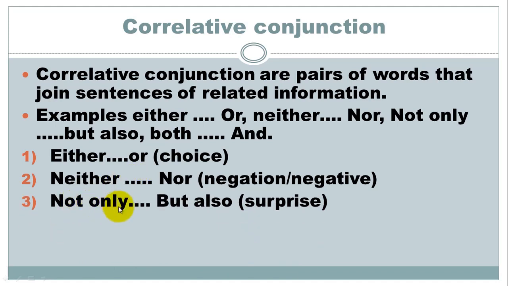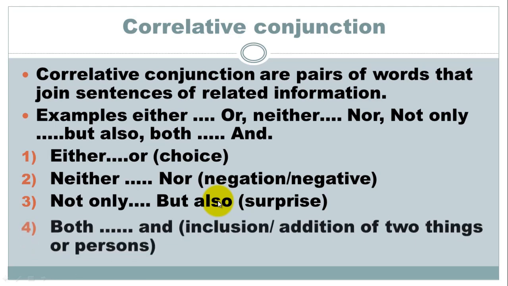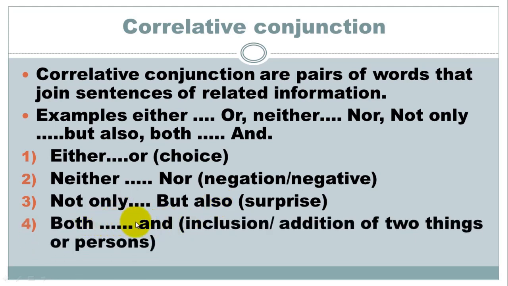Okay, not only but also. That's used to show surprise. When you're saying not only, and you're using not only but also, that shows surprise. You are surprised by something. And the fourth one, both and. These are two words. You start with both and then you add and. So it is used to show inclusion or adding of two things or persons. So you are starting with saying both me and, so that means there is another person.